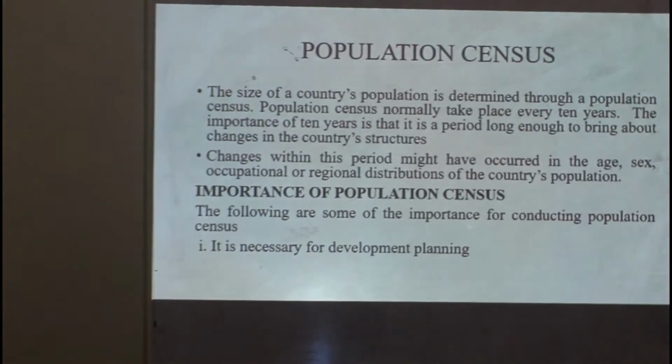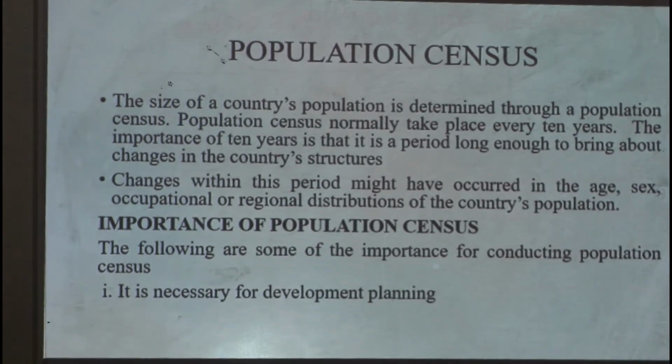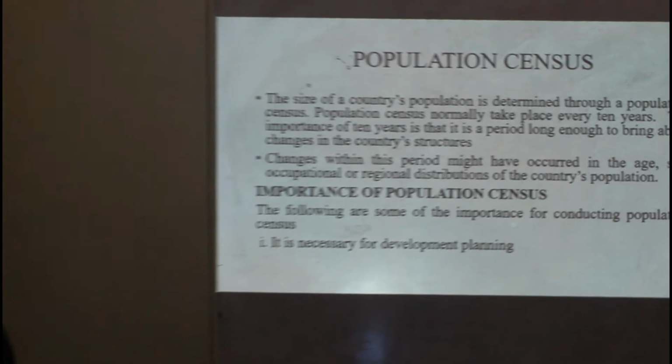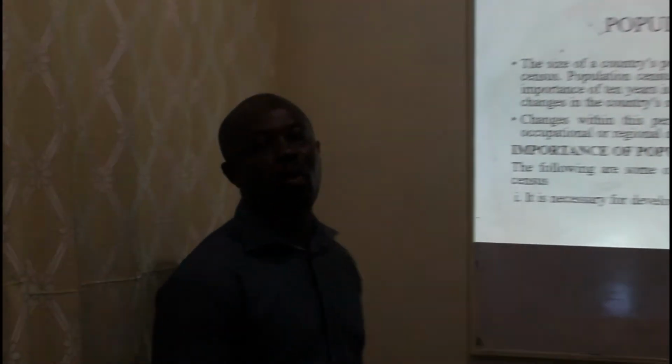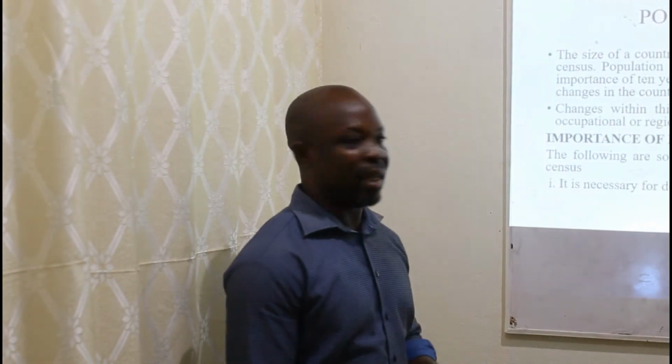Now, the size of a country's population is determined through a population census. It is therefore recommended, as I said, that every 10 years a population census should be conducted. Now, changes within this period might have occurred in terms of age, in terms of sex, in terms of occupation. That's why we are saying that the 10-year period is ideal for that. The population structure could have changed. And so if we leave the population census to be conducted more than 10 years and beyond, it's not going to be good for nations. And so we advise we go by this.